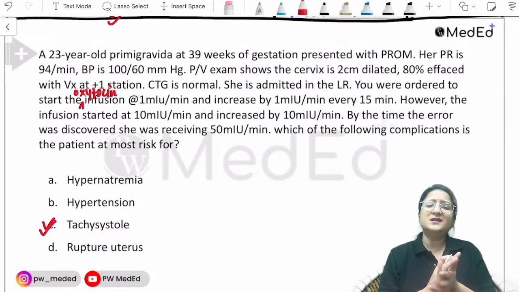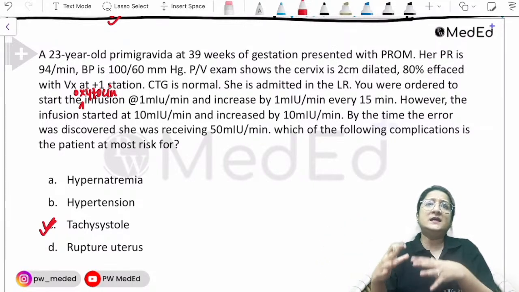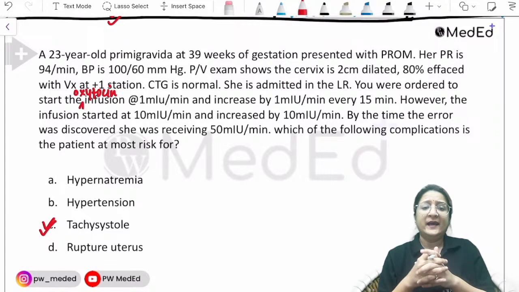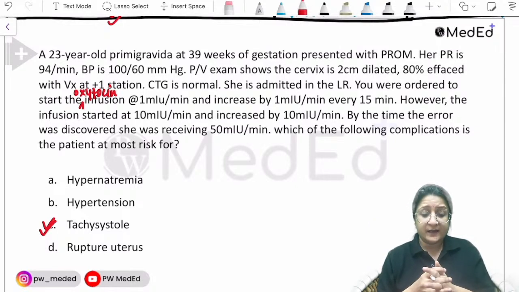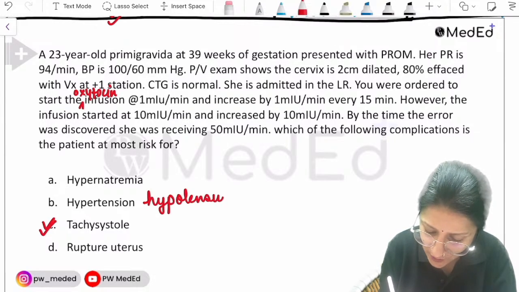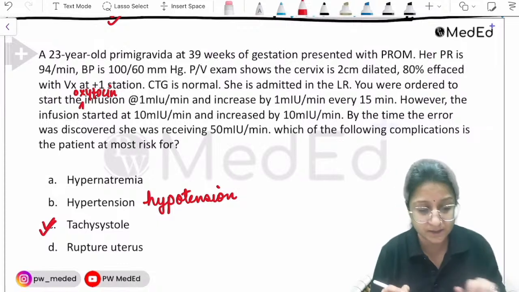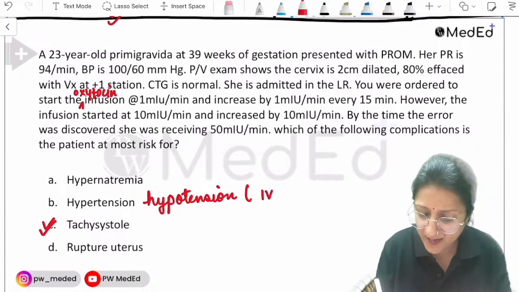Okay, rupture uterus: first tachysystole will happen, and then rupture uterus is generally more often seen if there is a grand multipara, or if there's a history of previous cesarean section, then the chances of ruptured uterus become more likely. In primigravidas, typically excessive uterine contractions do not usually cause rupture, because the uterus tends to get exhausted rather than rupturing. Now, hypertension is not a side effect of oxytocin. Hypotension is a side effect, and I told you, with IV bolus. Sudden hypotension can happen with IV bolus.